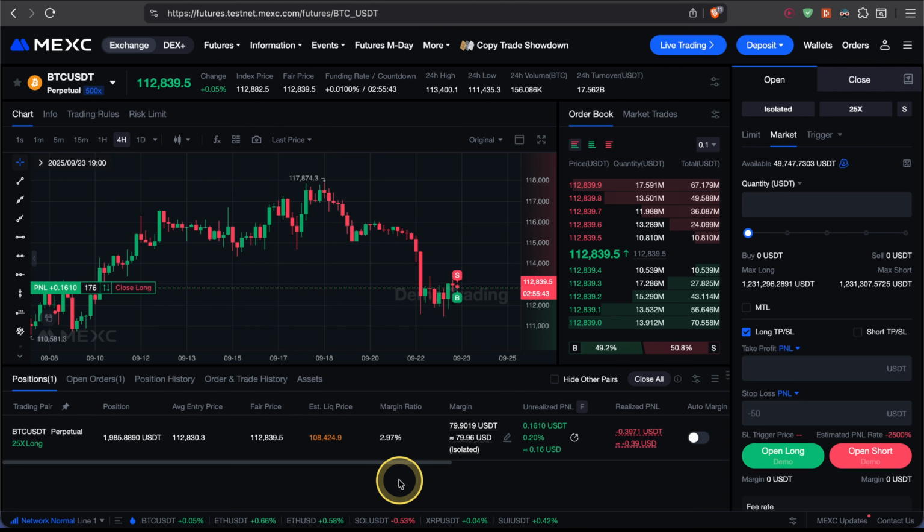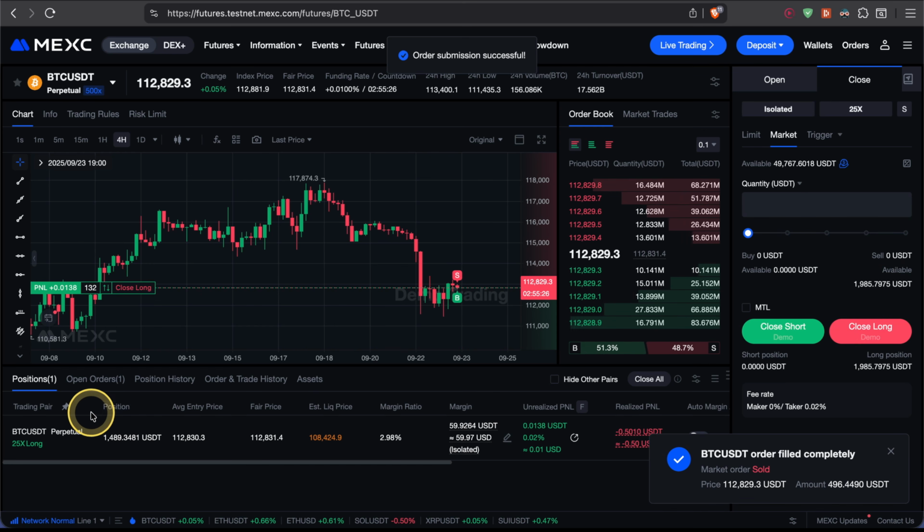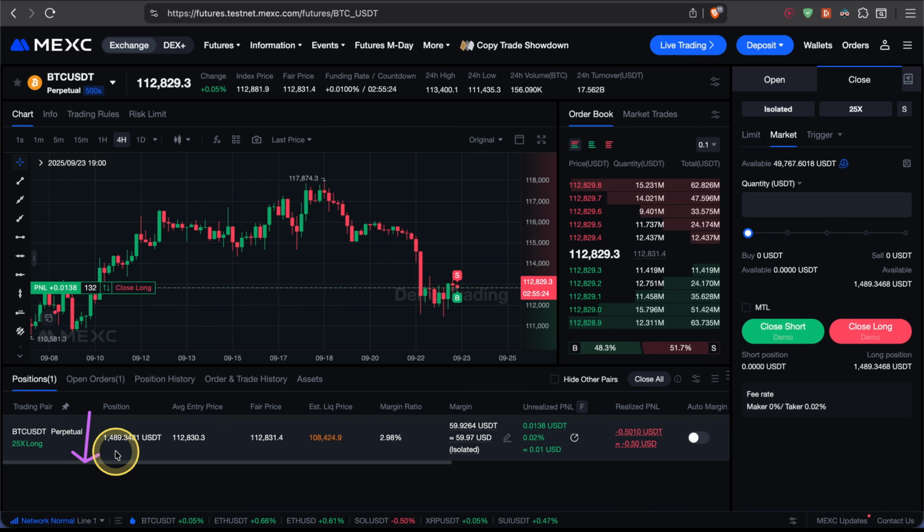To close 25% of your opened trade, you can simply go here to the right, click on close, mark it to close immediately, put this here to 25%. And you can also see that this means we are closing $500, and then just click on close long right here. And then you will see we've reduced our position size down to $1,500.